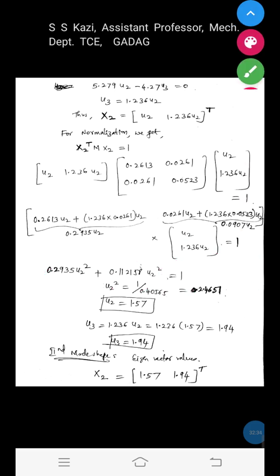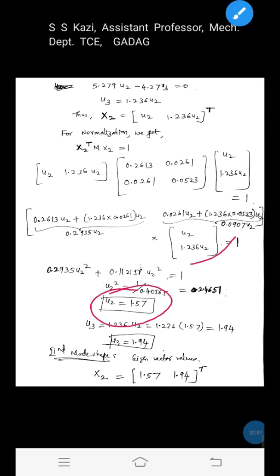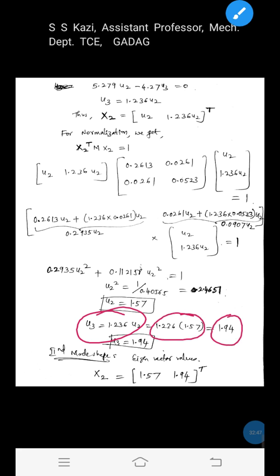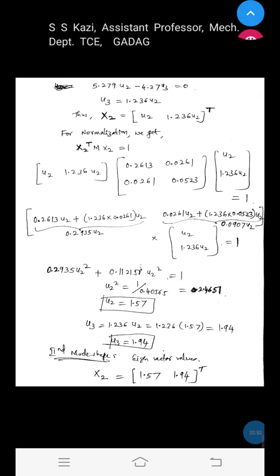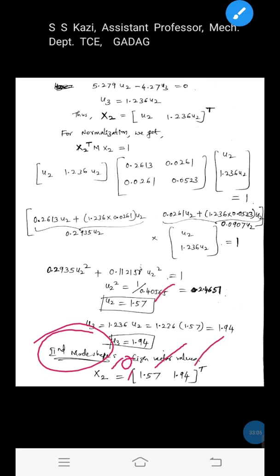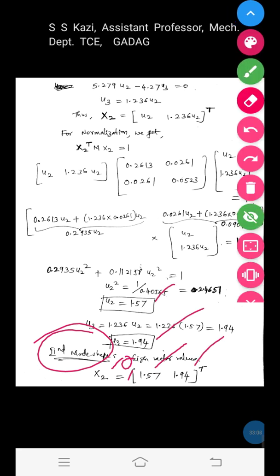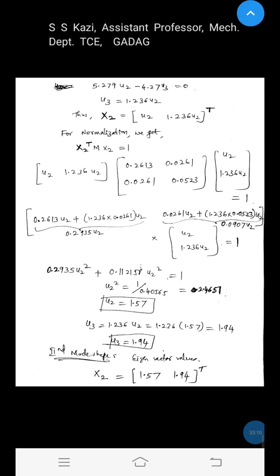By solving this equation we will get u2 as 1.57. If u2 is 1.57, we know that u3 is equal to 1.236 u2, that is 1.236 into 1.57, which will give you 1.94. Hence u3 we got 1.94. Hence we got the eigenvector values for the second mode shape: x2 is equal to u1 is 0, u2 is 1.57, u3 is 1.94.